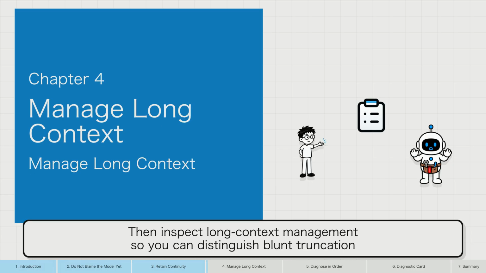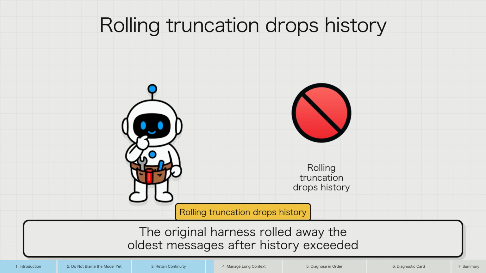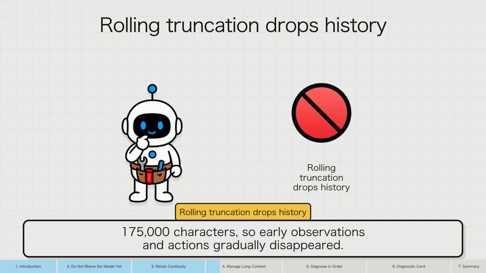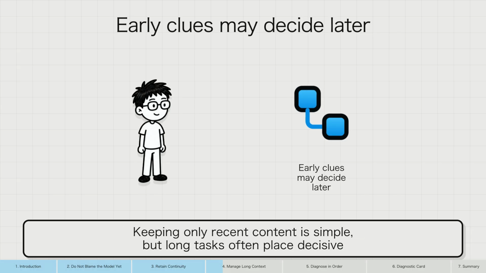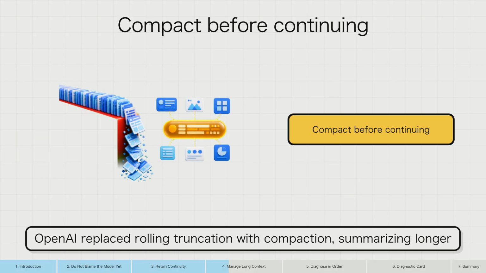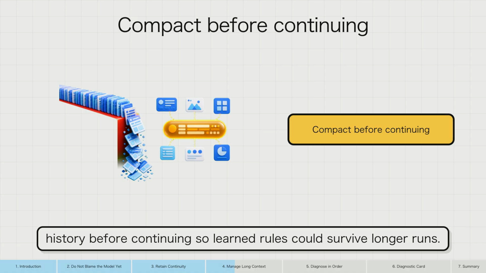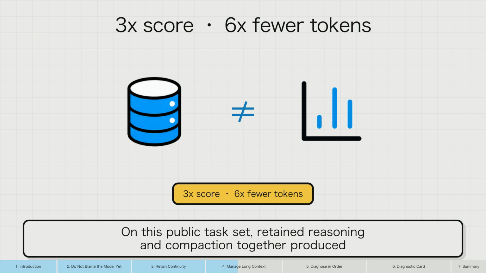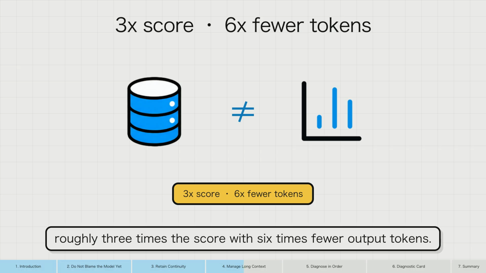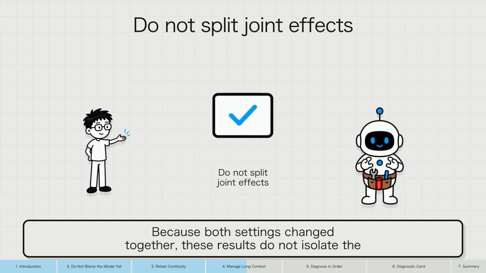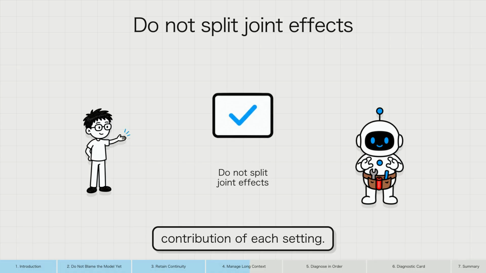Then inspect long context management so you can distinguish blunt truncation from evidence-aware compaction. The original harness rolled away the oldest messages after history exceeded 175,000 characters, so early observations and actions gradually disappeared. Keeping only recent content is simple, but long tasks often place decisive clues near the beginning. OpenAI replaced rolling truncation with compaction, summarizing longer history before continuing so learned rules could survive longer runs. On this public task set, retained reasoning and compaction together produced roughly 3 times the score with 6 times fewer output tokens. Because both settings change together, these results do not isolate the contribution of each setting.